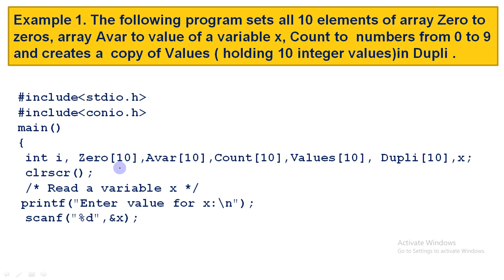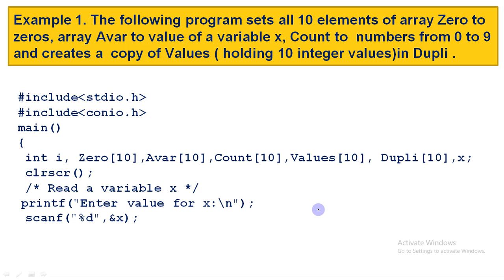Okay, it is initialized with 10 elements. Our variables are a, 10 elements, count, values, dupli, and x. X is to be used in order to fill up this particular array. All 10 elements of this array will consist of the value of variable x. And here it consists of 10 values which may be different. Of course, they are integer values because these arrays are integer arrays.